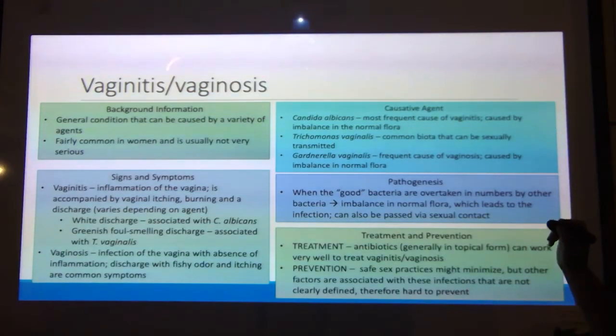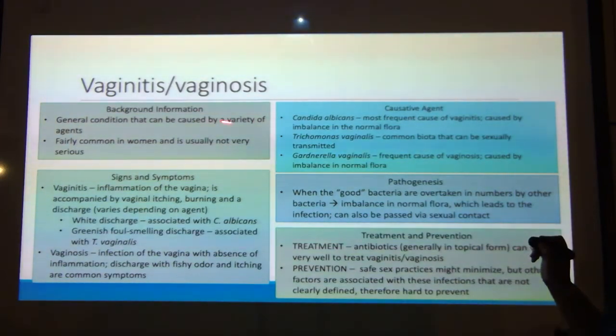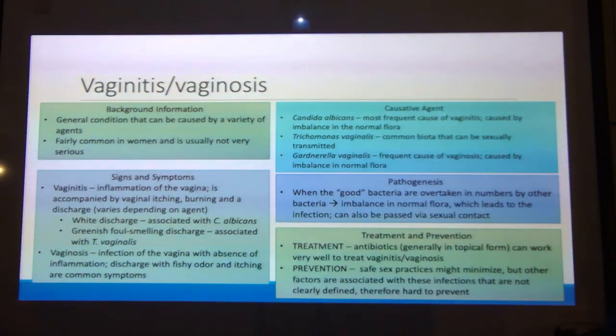Vaginitis or vaginosis. It's a general condition that can be caused by a variety of agents. It's fairly common in women and is usually not very serious. So vaginitis is inflammation of the vagina. It's accompanied by vaginal itching, burning, and a discharge. It varies depending on the agent, like I said.